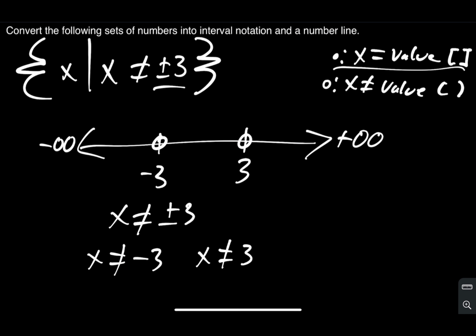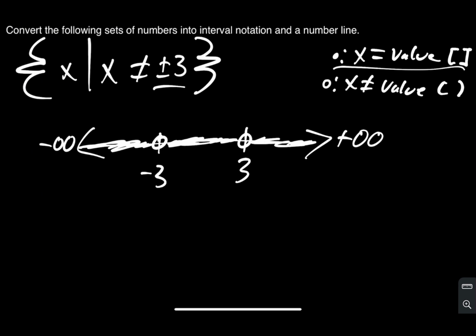So we shade in the region negative infinity to negative 3. We shade in the region negative 3 to 3. And we shade in the region 3 to positive infinity, since it's not negative 3 or 3. Now all we have to do is draw our interval. So we start from left to right. We have negative infinity, which we always use infinities with parentheses. And then we have comma, and then it goes to negative 3.